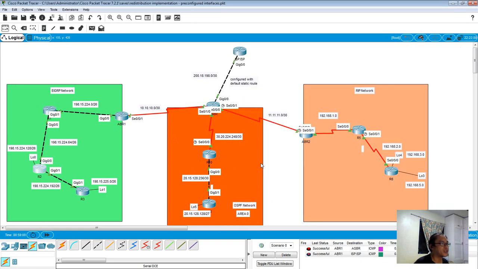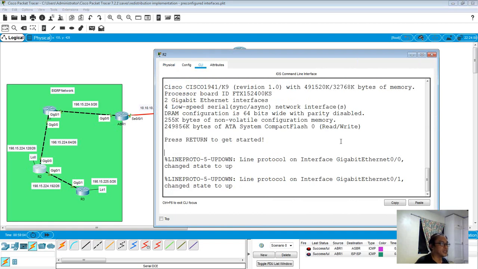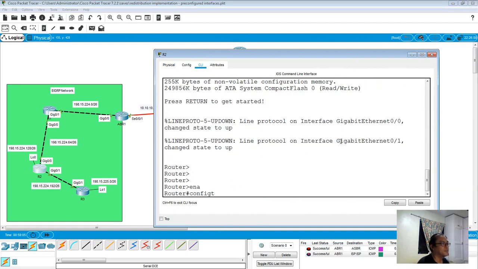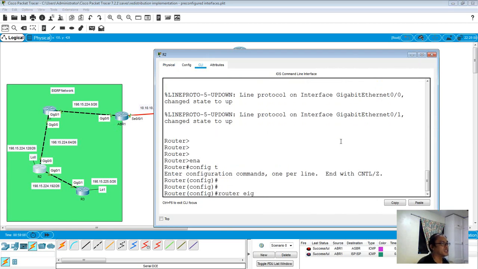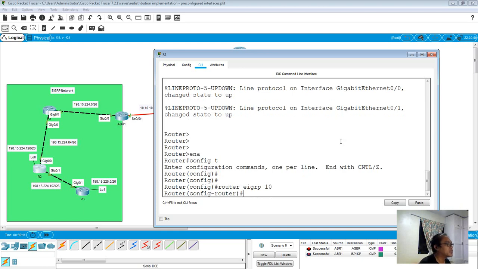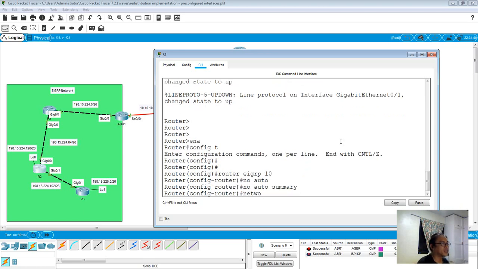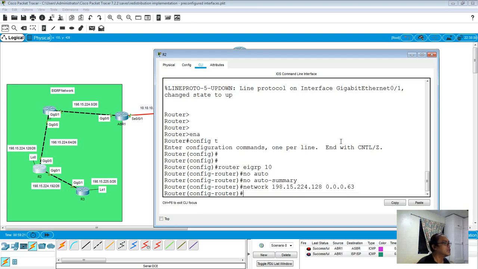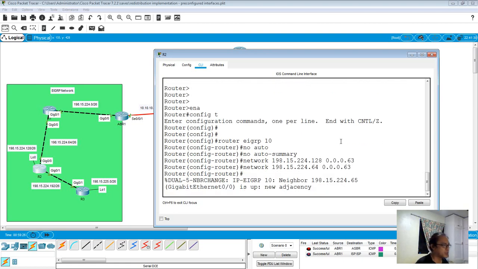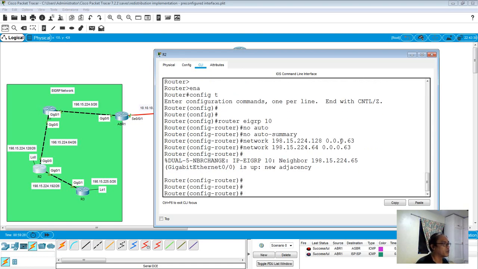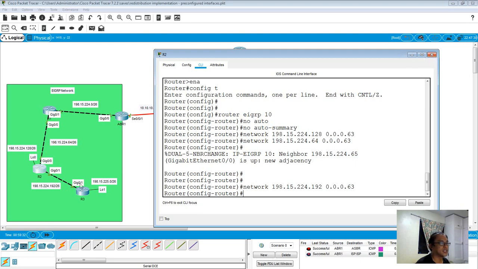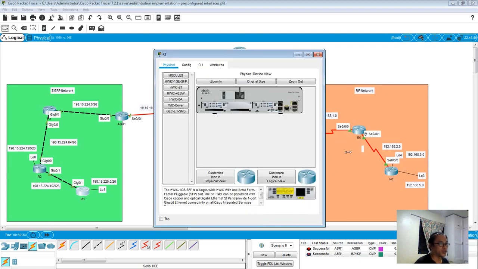So we'll jump to the next router. Enable, enter, enable, config t. Then router eigrp 10. Afterwards, we configure Lo0. No auto-summary. Then the network for Lo0 is 198.15.224.128 0.0.0.63. Enter. The next network is 64, to connect to the PCAS router there. Just proceed quickly, since it's EIGRP. Then Gi0/1, which is 224.192, to communicate with this router here. So we're going to configure this one too.